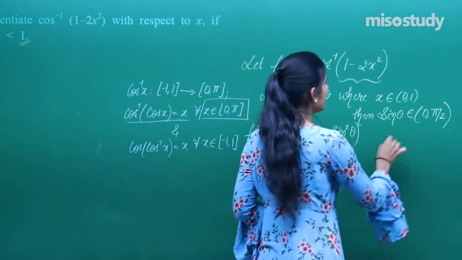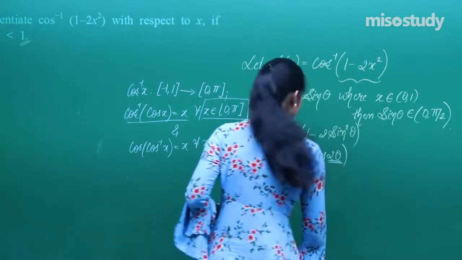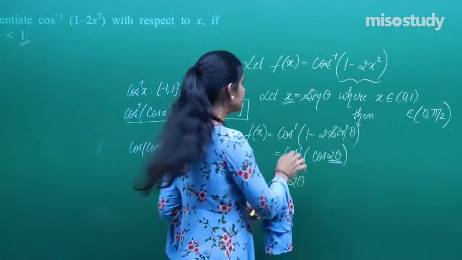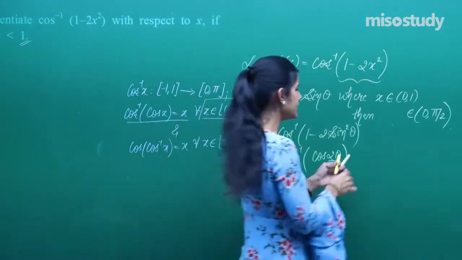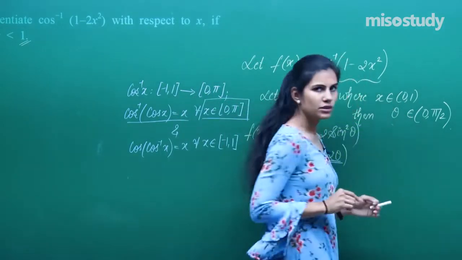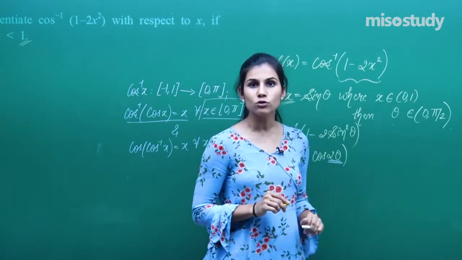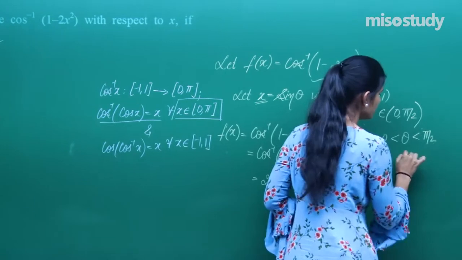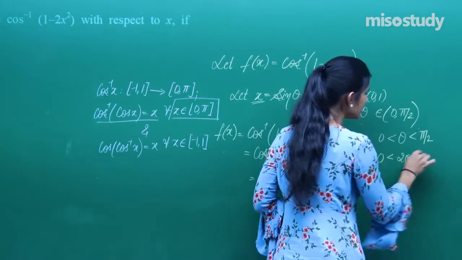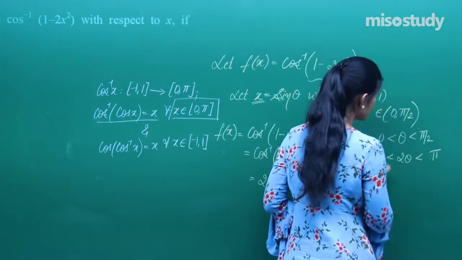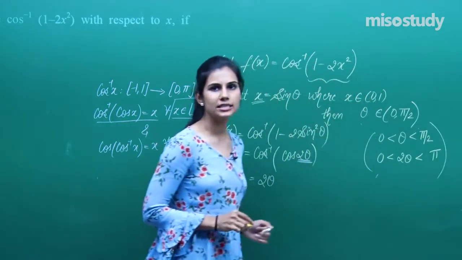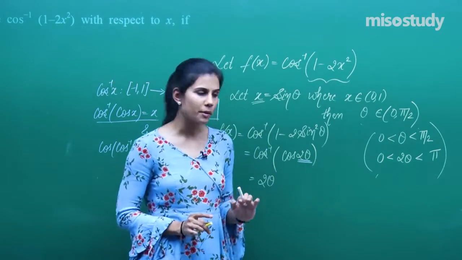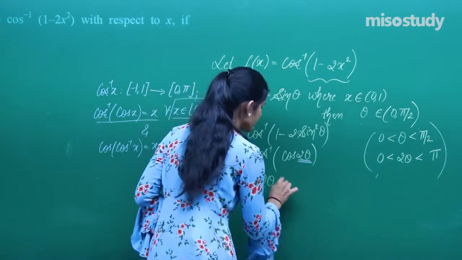So in here, this is actually theta, not sine theta. If x is coming from 0 comma 1, that means sine theta is coming from 0 comma 1, that means theta is coming from 0 to pi by 2. If theta is coming from 0 to pi by 2, 2 theta is going to come from where? If theta is greater than 0 and less than pi by 2, clearly 2 theta is greater than 2 into 0 and less than 2 into pi by 2, which is pi. This means that yes, 2 theta is coming from the open interval 0 comma pi, which is already contained in the closed interval 0 comma pi, and therefore I can write this as 2 theta.